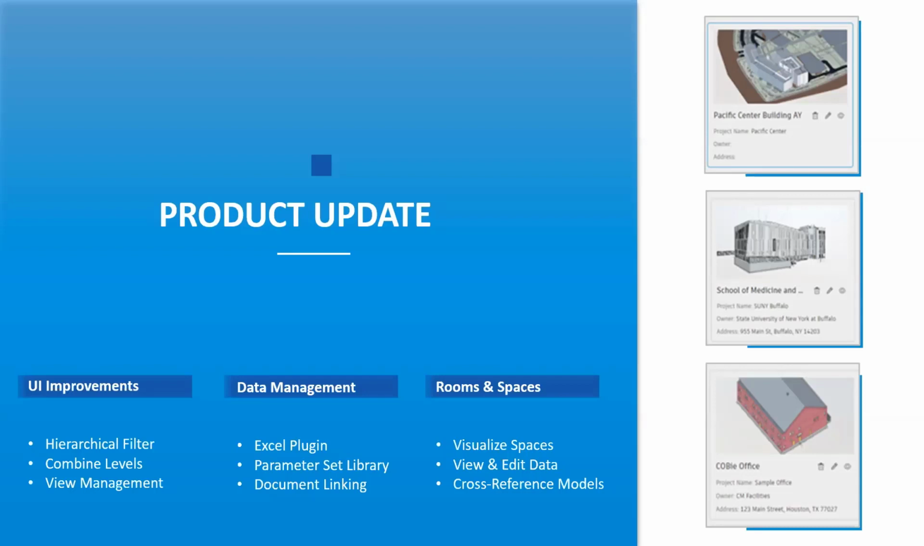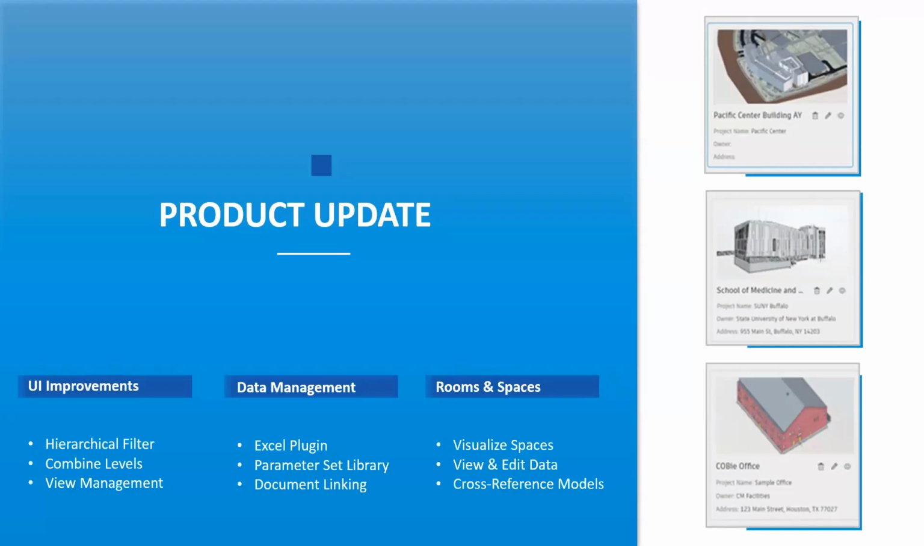The third category is rooms and spaces. Ultimately, we'll be showing a demonstration, walking through the ability to now visualize spaces more directly within Tandem, view and edit that space data, both in terms of categorizing and adding additional parameters, as well as cross-referencing models and leveraging spaces from one model to search and sort assets from a variety of models.